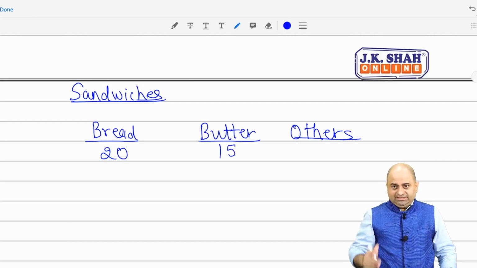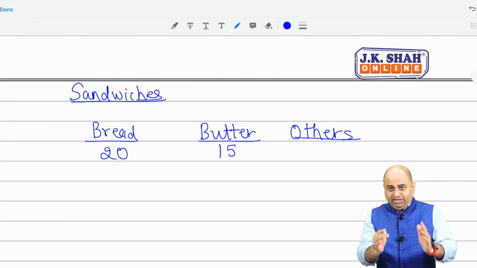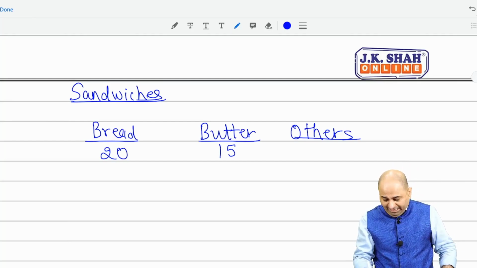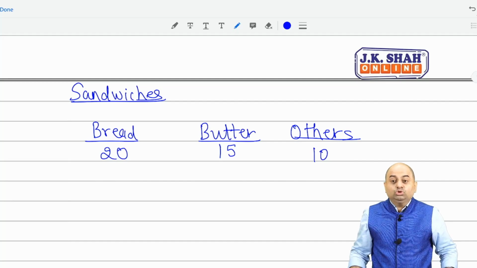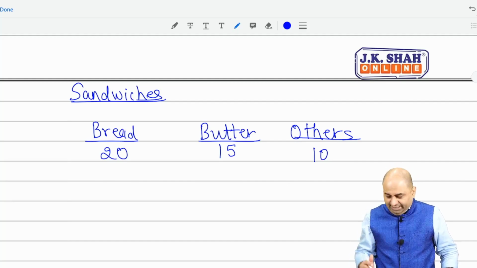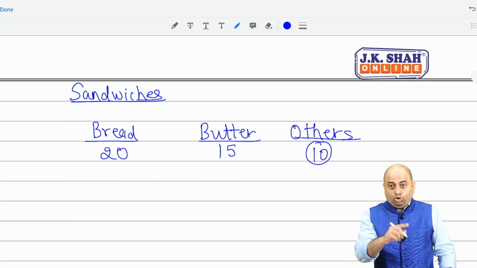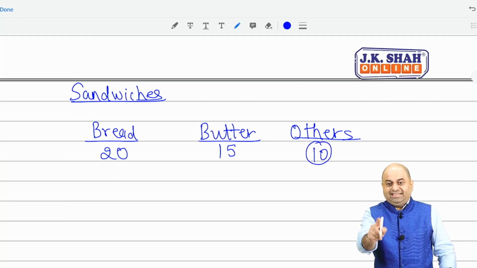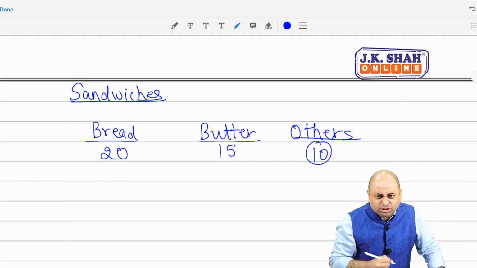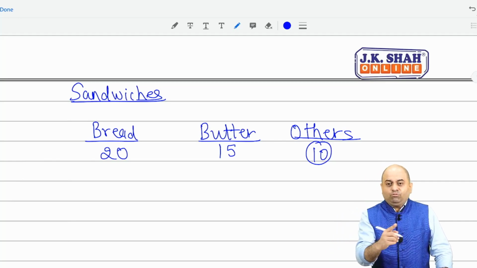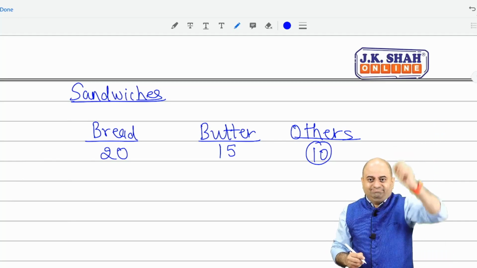Whereas for the others, like salad and so on, the material available lets you make only 10 sandwiches. So how many sandwiches can you make at maximum? Naturally 10, because even though you have bread and butter available, you don't have enough salad etc. to make more sandwiches. So you selected the lower of the three. Same logic.